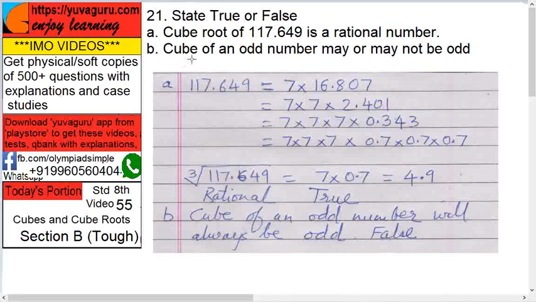Now B. Cube of an odd number may or may not be odd. Means what? Odd number means, let's say 3. Cube of 3 is 27. Cube of 5 is 125. Cube of 7 is 343. All are odd. So this is false, because cube of an odd number will always be an odd number. Okay. So that's why statement B is false.